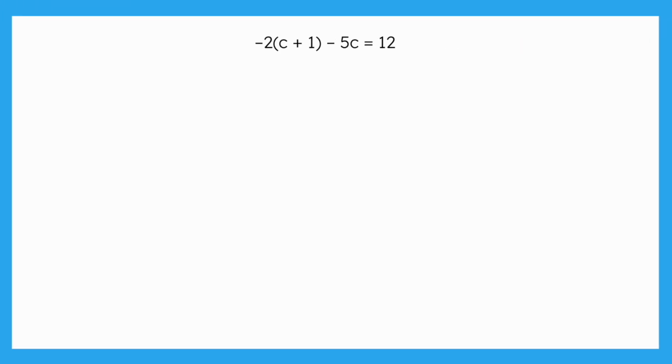Okay, on to equation 2. Negative 2 times the quantity C plus 1 minus 5C equals 12. Where should we begin? Yep, it looks like the left side of this equation needs to be simplified a bit before we start solving for C. Pause the video now and simplify the expression.